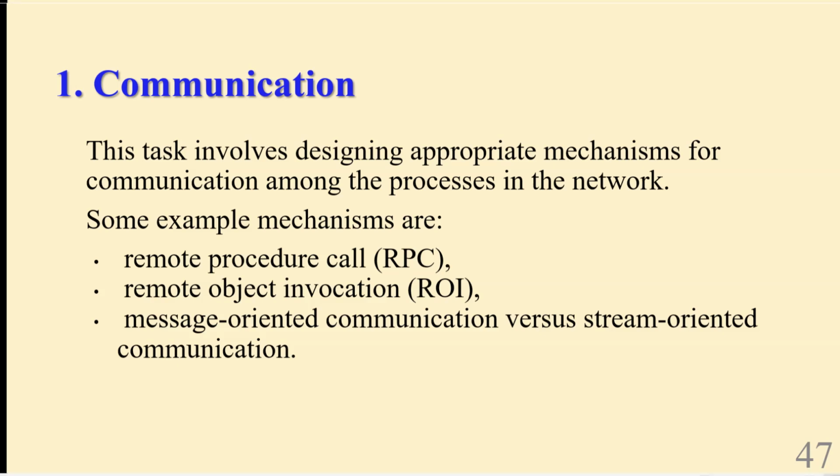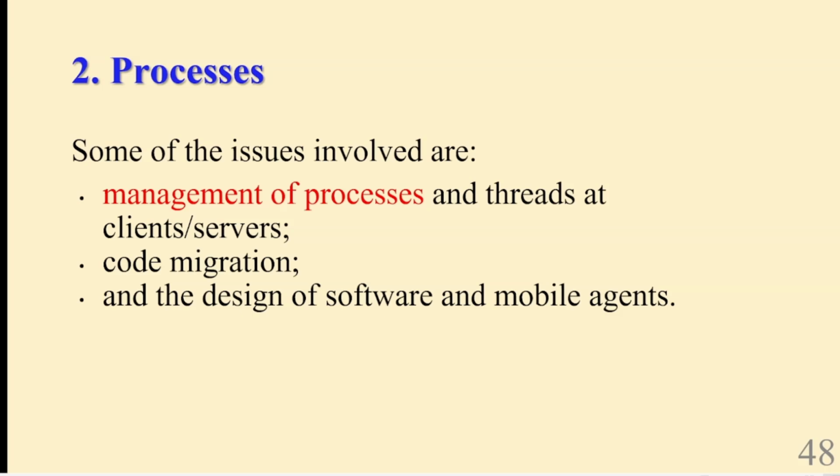Then we have processes. A distributed system contains many processes executing simultaneously. And these processes may have to cooperate, sometimes compete, and communicate with each other. The designer must decide how processes should be created, how they should communicate, how they should terminate, how they should share work. These things have to be decided. Example, Google search. One process receives the search request, another will search the database, another will rank the results, and another one will display the web page.